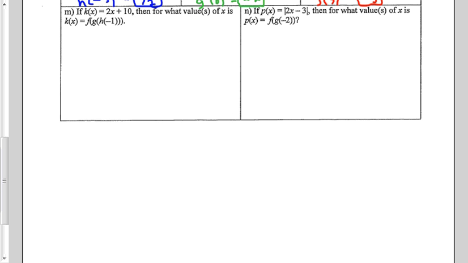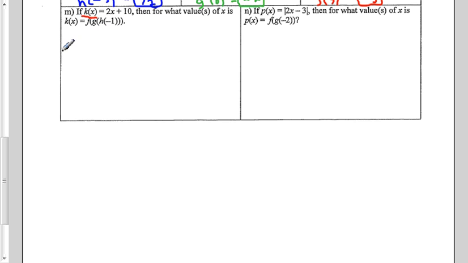So for the last two problems, we're going to build off of this. They start with, hey, k of x equals 2x plus 10. Then for what value of x is k of x equal to f of g of h of negative 1? So let's find a value for what the f of g of h of negative 1 is, and then we'll go and try to find out what value of x makes that true.